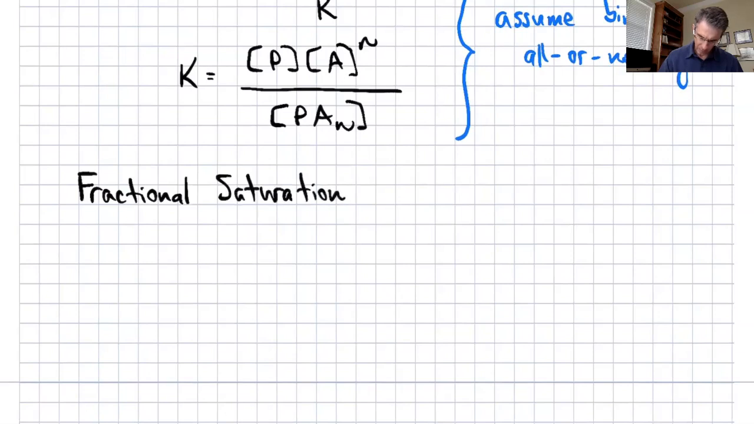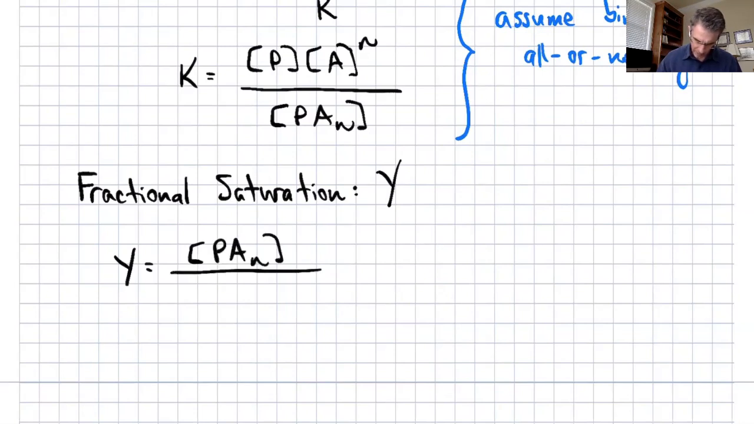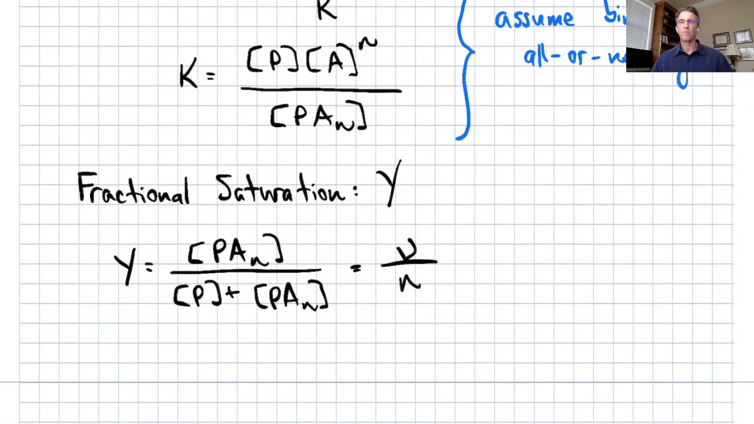And it's given the symbol capital Y, right? Okay, and the fractional saturation, rather than number of moles of ligand bound for total protein, is simply the concentration of the fully liganded protein divided by the total protein concentration, right? Therefore, fractional saturation, right? Okay, that's also, if you think about it, equivalent to just taking the degree of binding, which we defined before, and dividing by the number of moles of ligand bound, or the number of binding sites, if you think about it that way, right?